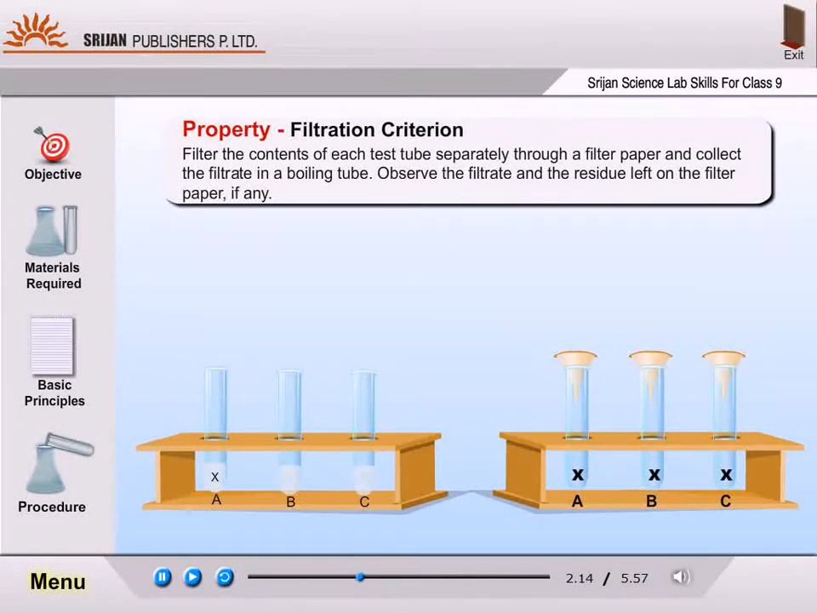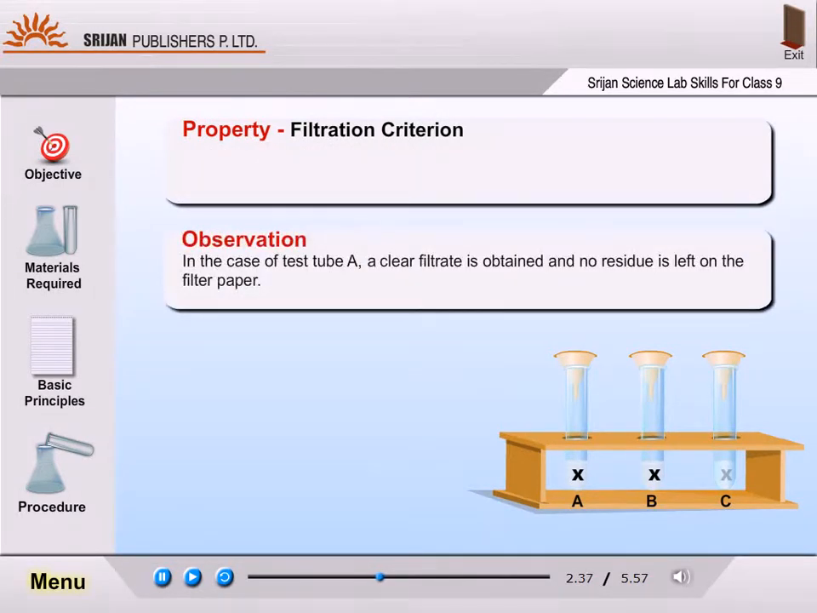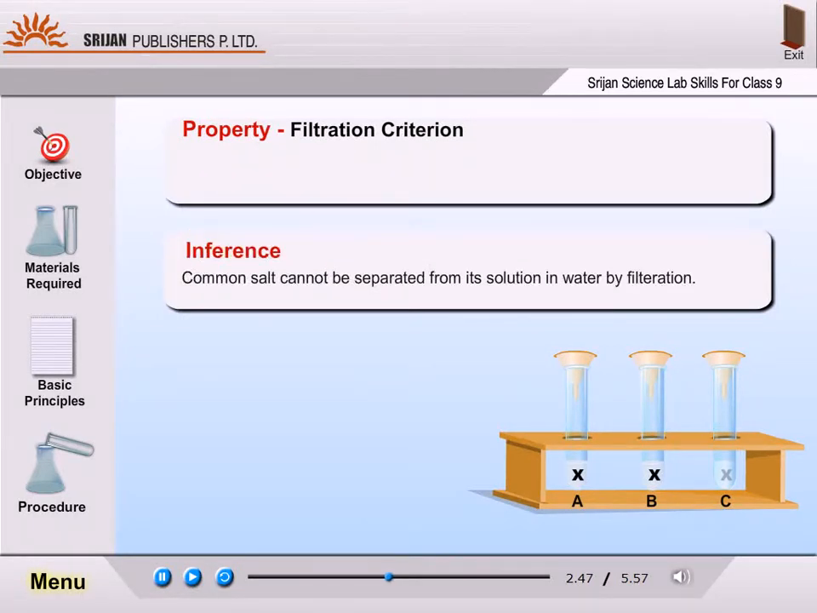Filtration criterion. Filter the contents of each test tube separately through a filter paper and collect the filtrate in a boiling tube. Observe the filtrate and the residue left on the filter paper, if any. In the case of test tube A, a clear filtrate is obtained and no residue is left on the filter paper. Common salt cannot be separated from its solution in water by filtration.